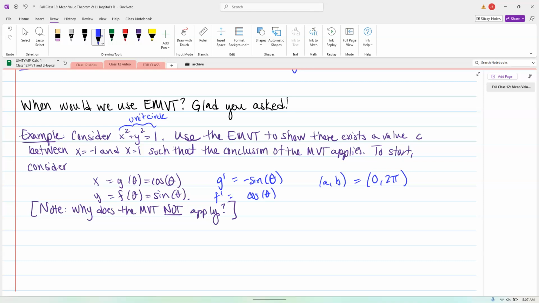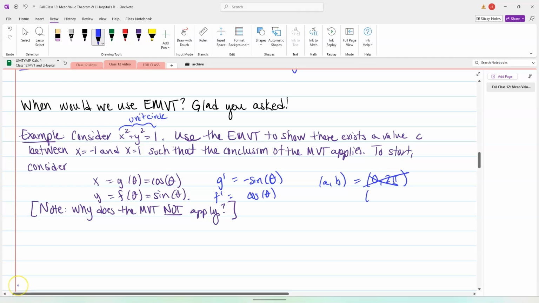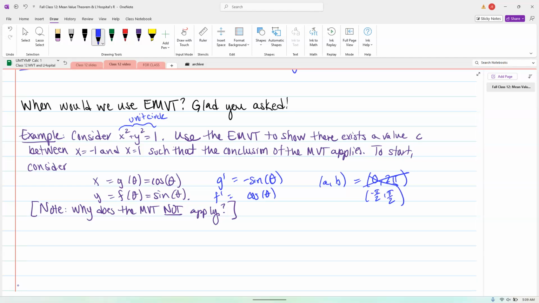But then we have to remember that g prime can't be 0. If we think about this, sine of 0 is 0, so I can't use that endpoint, and sine at 2 pi is also 0. So I need to shift to something that will make g prime not equal to 0. I know that minus pi over 2 to pi over 2 would be okay. At the endpoints, g prime would be 0, but I'm not including the endpoints to satisfy the hypotheses of the EMVT.